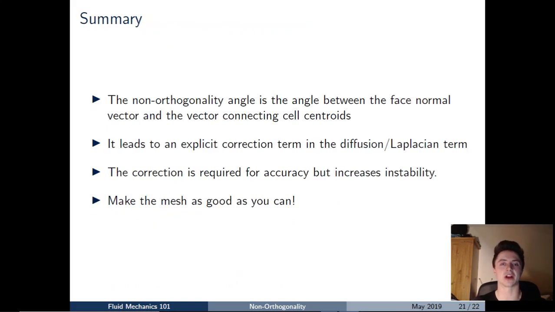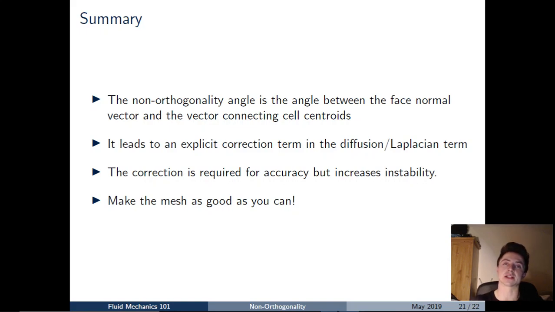So just to summarize everything that I've talked about today, the non-orthogonality angle is the angle between the face normal vector, that's the vector n, and the vector connecting the cell centroids that are across that shared face, and that's the vector d. And the non-orthogonality leads to an explicit correction term which arises for the diffusion terms only in the finite volume discretization of the Navier-Stokes equations. And this correction is essential for us to achieve accuracy in our solution, but it increases the instability of the equations, and so we want the correction to be as small as possible.